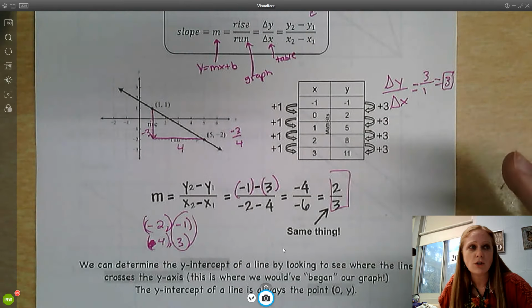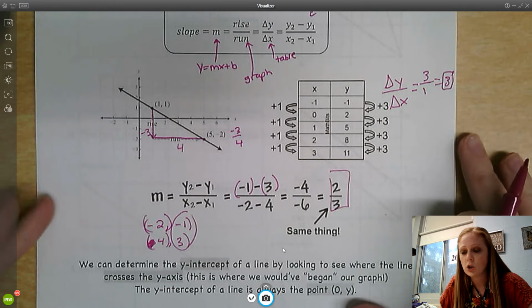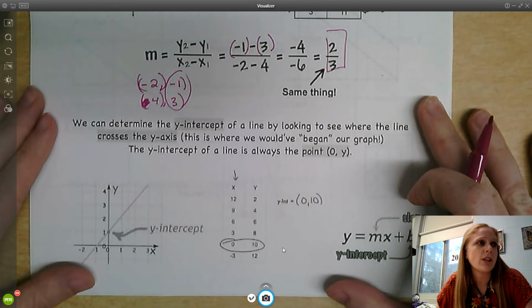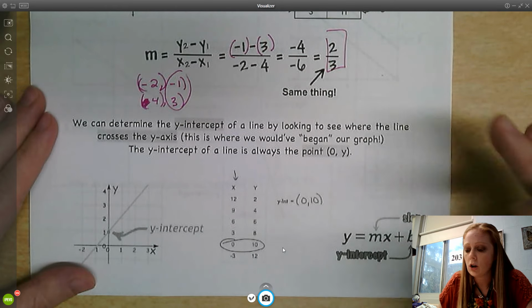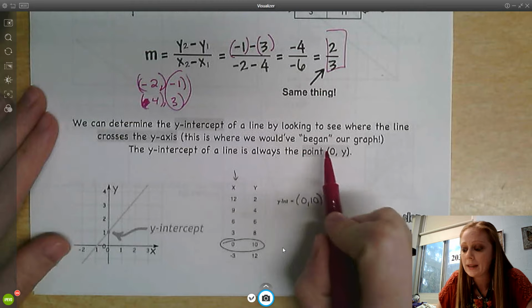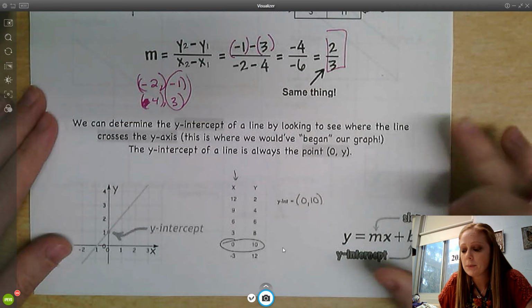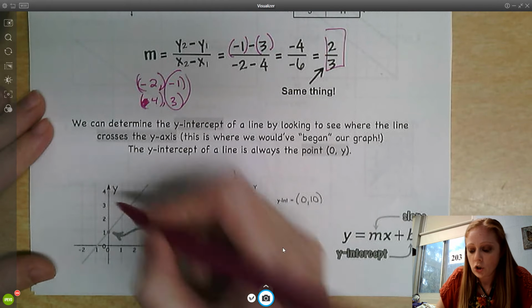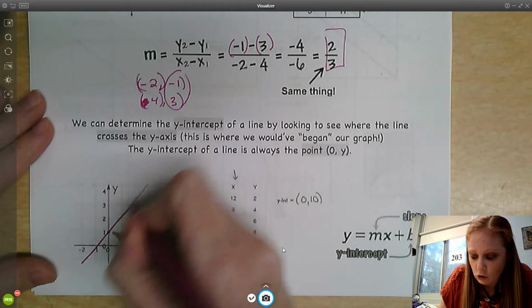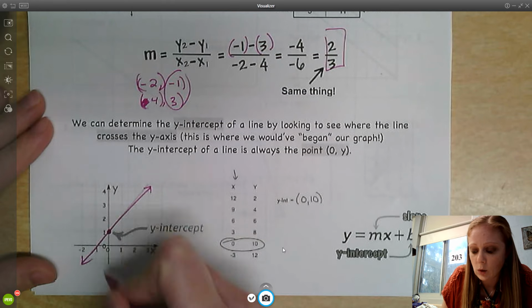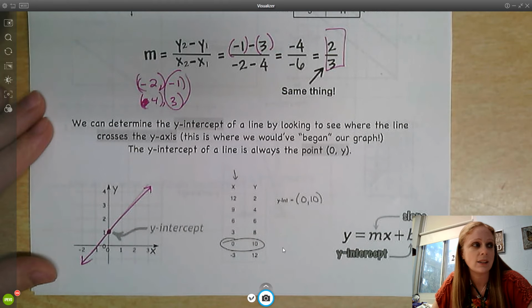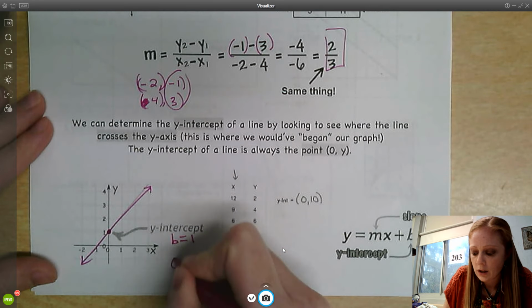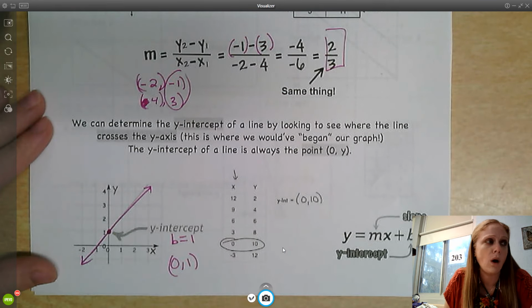Okay, so those are just a bunch of examples that we've already done finding slope, just a little bit of review. Now, what about y-intercept? We can determine the y-intercept of a line by looking to see where the line crosses the y-axis. This is where we would have began on our graph. The y-intercept of a line is always the point 0, comma, whatever the y-coordinate is. So we learned that y-intercept on a graph, to find it, you just look and see where does my line cross the y-axis. So here the y-intercept would be positive 1, the point 0, comma 1.